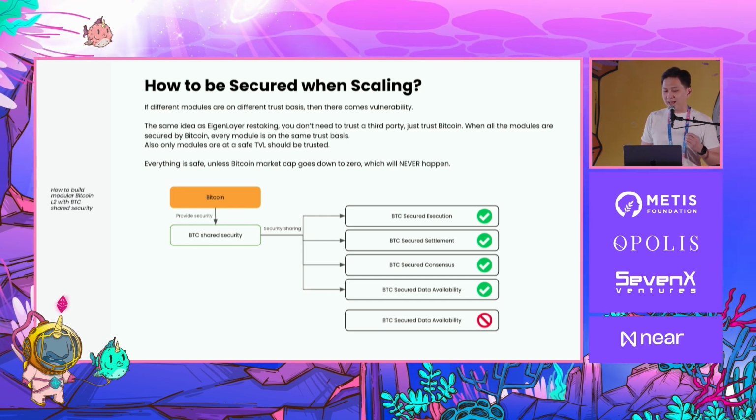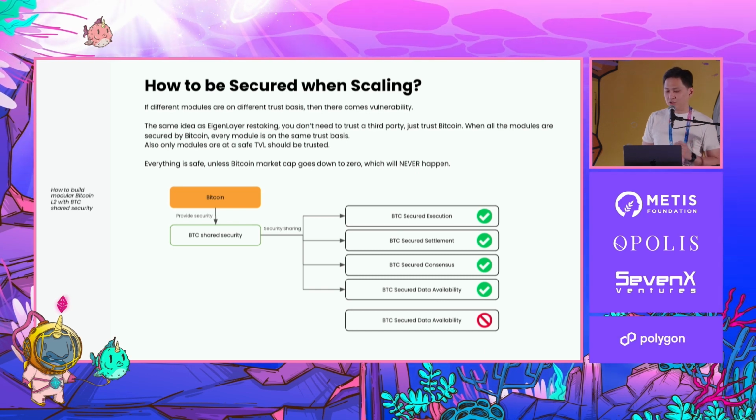The only risk we have is, what if Bitcoin market cap actually goes down to zero? But this will never happen. So we won't have any concerns using these primitives on top of these modular setups.